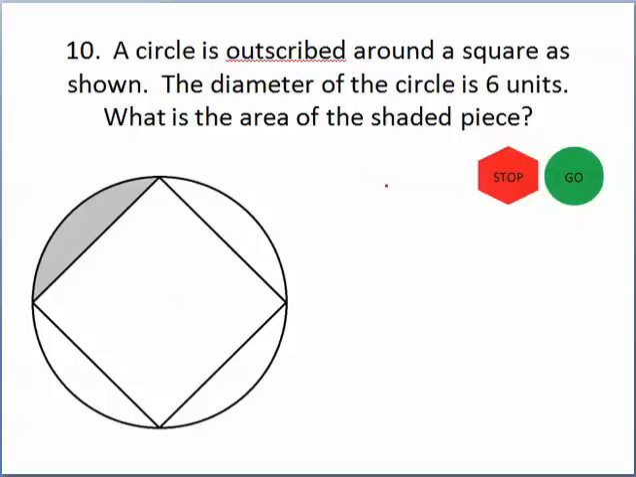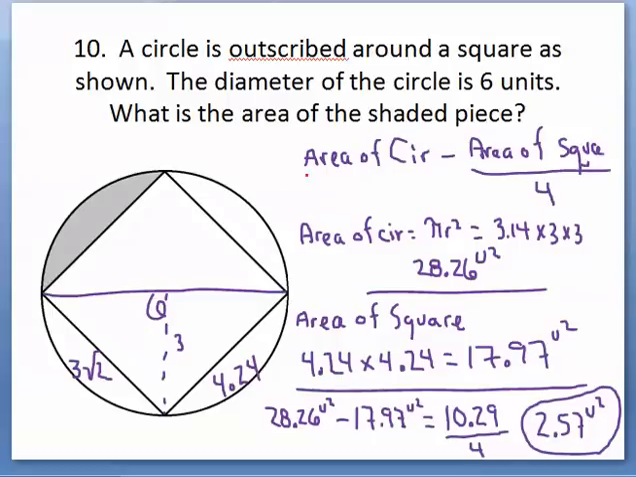All right, this one's a little bit of a head scratcher, so click on the stop sign and give it a whirl. Okay, let's see how you did. First, I want to find the area of the circle, and then I'm going to subtract the area of the square, and then I'm going to divide my answer by 4. When I do that, dividing my answer by 4, that will give me this area right here, and that's what I need. So, now, we're going to find the area of the circle.